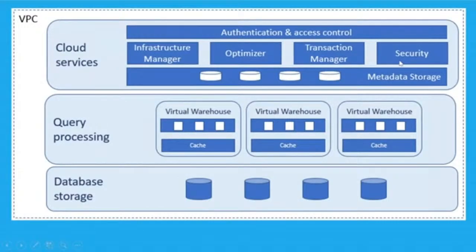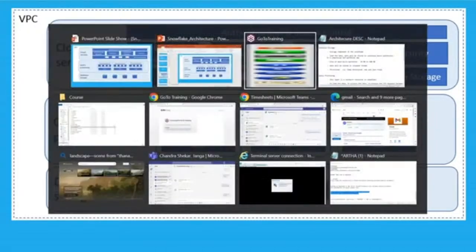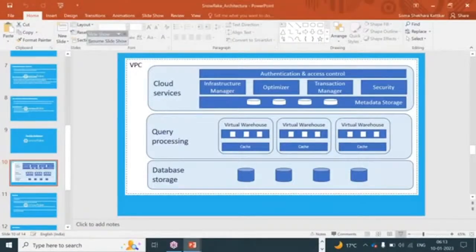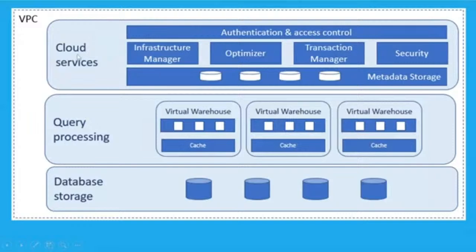We have three layers in the Snowflake architecture. One is the cloud services layer. Another is the query processing layer. The third is the database storage layer. Let me repeat once again.